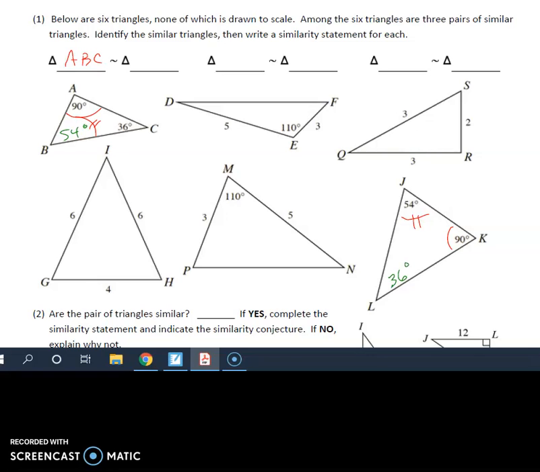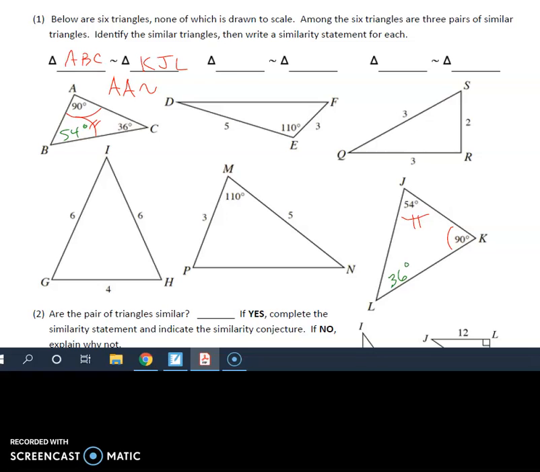Angle A is the 90, so angle K is also the 90, so that'll be the first letter since A is the first letter. B is the 54, the second letter, so the second letter will be J, both being 54 degree angles, and then L being the last letter. And we talked about the fact that the pattern we're using is either angle-angle, side-side-side, or side-angle-side.